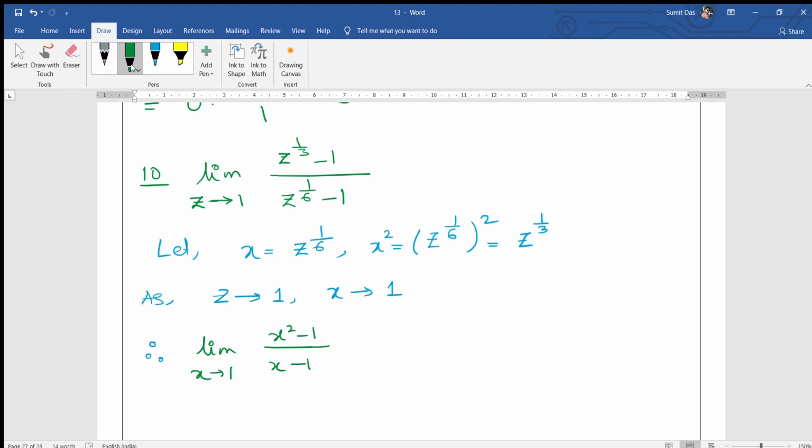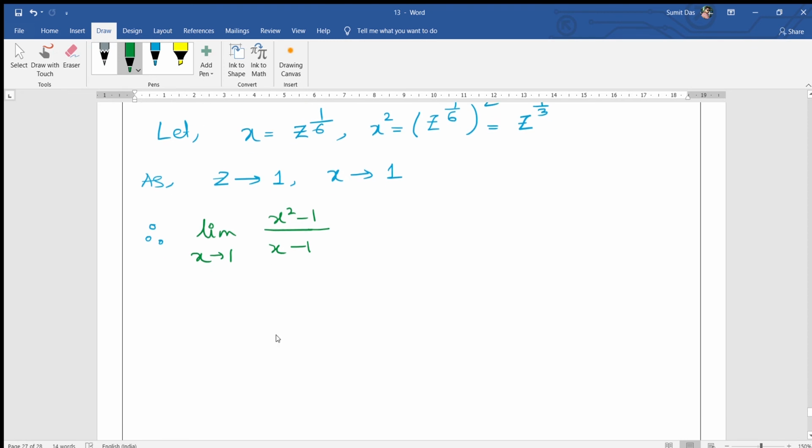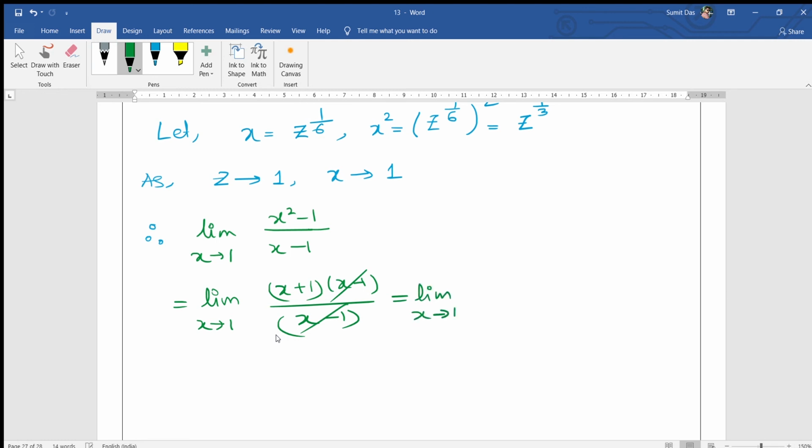I hope after that you can do this question, right? What we have to do? We have limit x tends to 1, and by the formula it will be x plus 1 times x minus 1 divided by x minus 1. So x minus 1 cancels. Just put in the value: limit x tends to 1 of x plus 1, so it will be 1 plus 1 equal to 2.